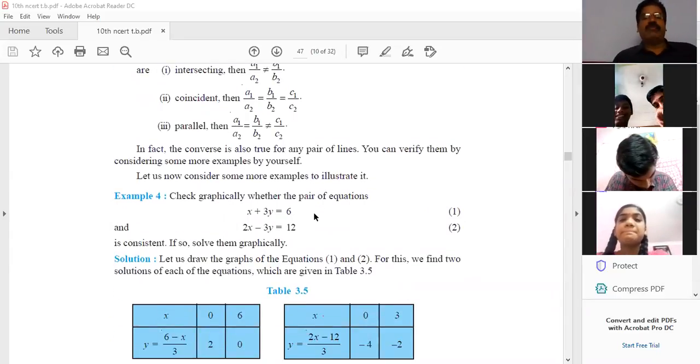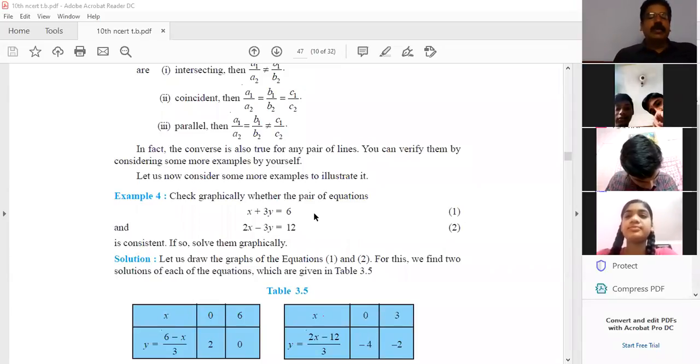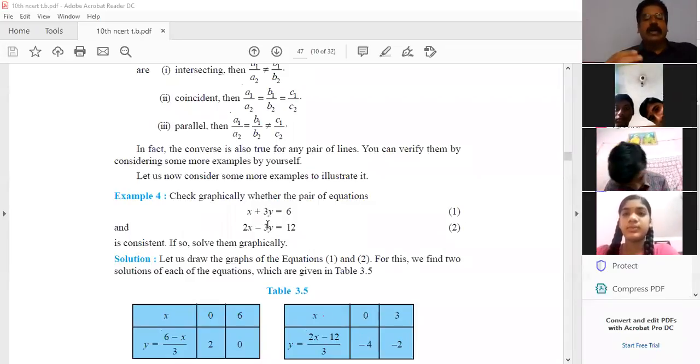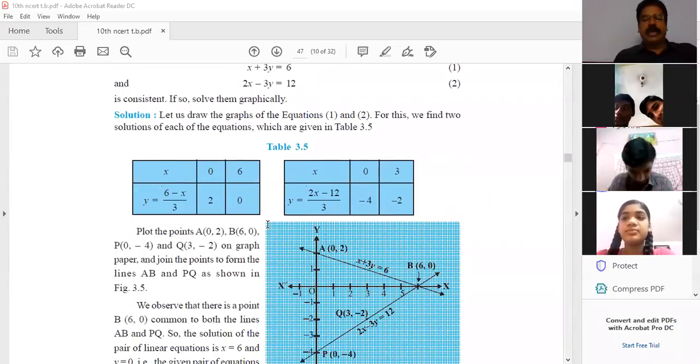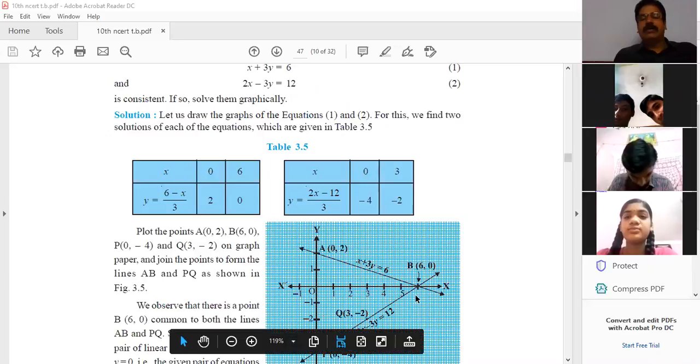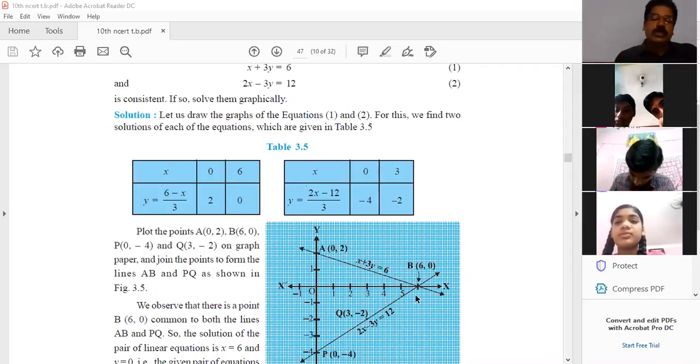Now check graphically. When told to check your solution, see here A1 by A2 is 1 by 2 and is not equal to B1 by B2. He is checking whether he is getting a solution or not through the example. You see, yes, they are intersecting. They have a unique solution, so we can solve. The solution is x equal to 6 and y equal to 0.